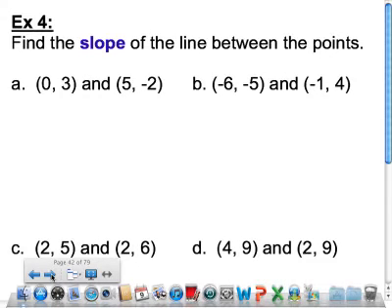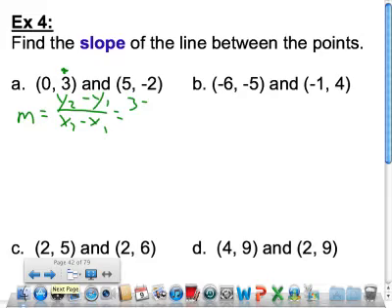It says find the slope. So now we're going to use the slope formula. So M equals change in y over change in x, so y2 minus y1 over x2 minus x1. It doesn't matter which way you look here, okay? You got to subtract your y coordinates. So if I do 3 minus negative 2, then on the bottom I have to start with 0. So 0 minus 5, okay?